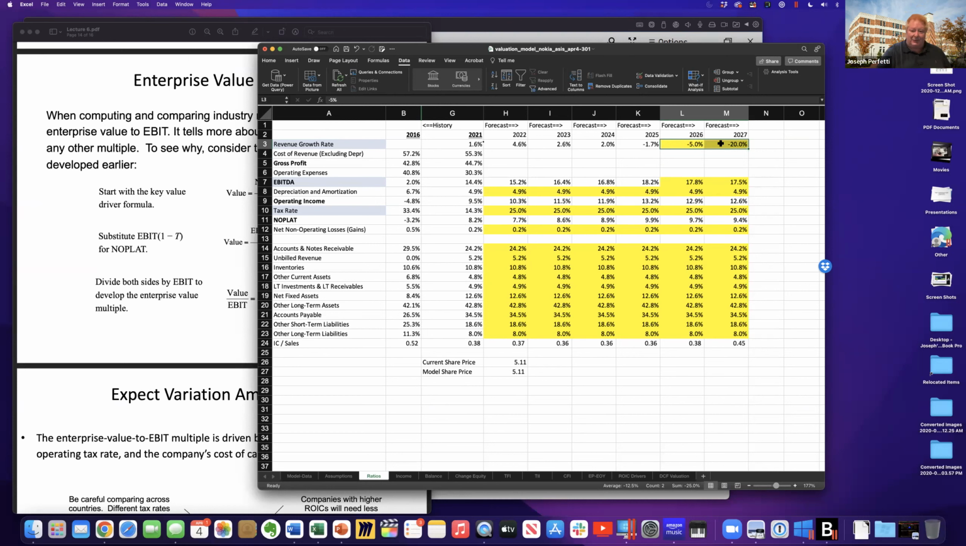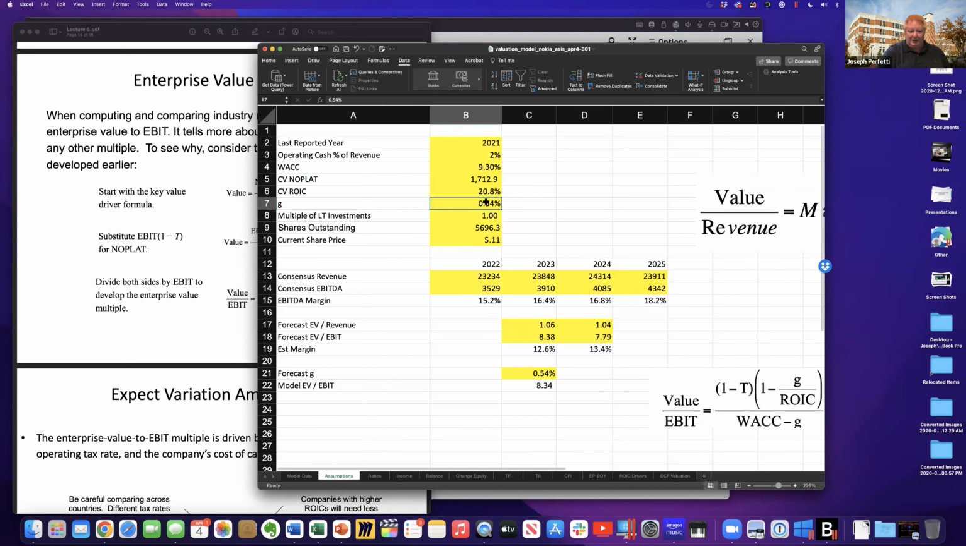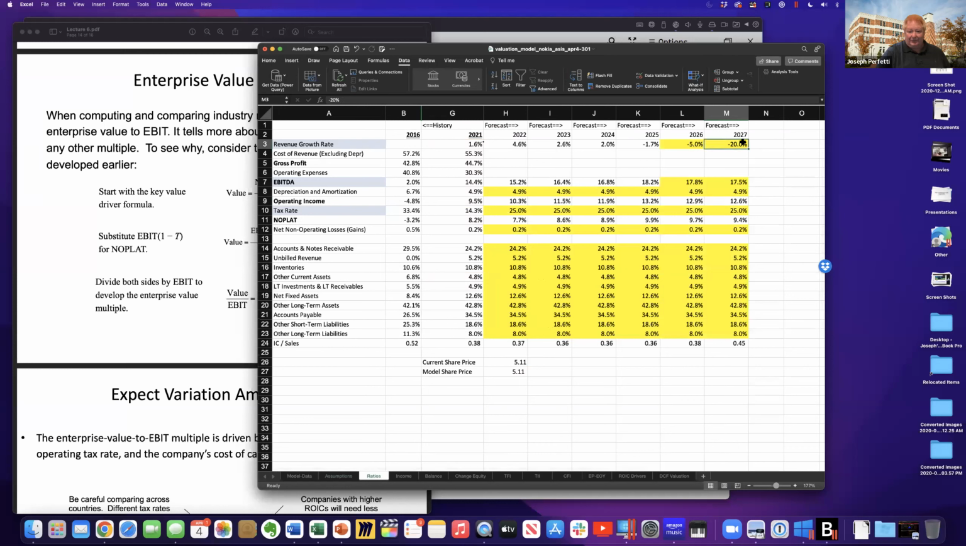And the reason I say it's more reasonable is we put in an operating margin that was more closely aligned with what the multiple said it had to be. And we put in a G that was much more closely aligned with what the multiple said it had to be. And that got us to solving for a growth rate.